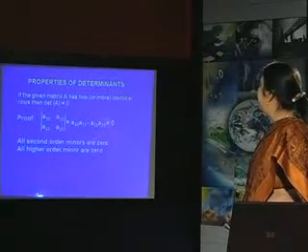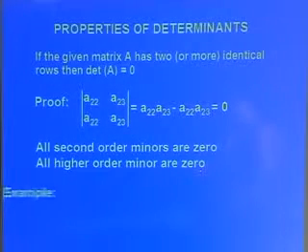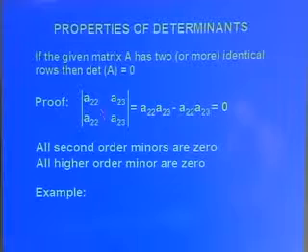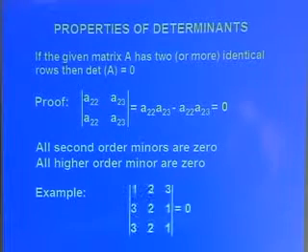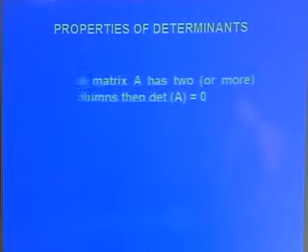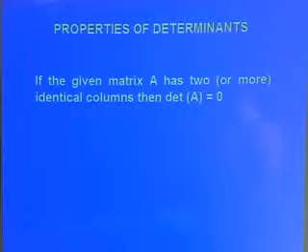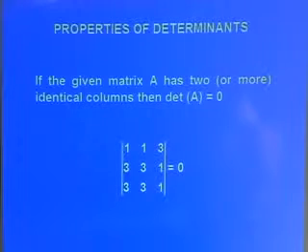So all second order minors are 0 in this case, and all higher order minors are also 0 because of this, and that is how the result is proved. For example, in this particular matrix, the second row and third row are identical, and that is why if you evaluate it, the final result will be 0. The next property says that if the given matrix A has 2 or more identical columns, then determinant A is 0. So earlier we have proved it with rows, and this we have proved for columns. The proof will go exactly on the same lines as we have done earlier.